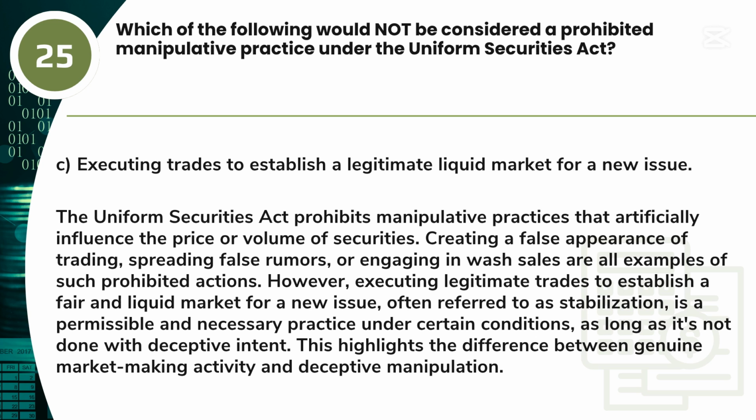The Uniform Securities Act prohibits manipulative practices that artificially influence the price or volume of securities. Creating a false appearance of trading, spreading false rumors, or engaging in wash sales are all examples of such prohibited actions. However, executing legitimate trades to establish a fair and liquid market for a new issue, often referred to as stabilization, is a permissible and necessary practice under certain conditions, as long as it's not done with deceptive intent. This highlights the difference between genuine market-making activity and deceptive manipulation.